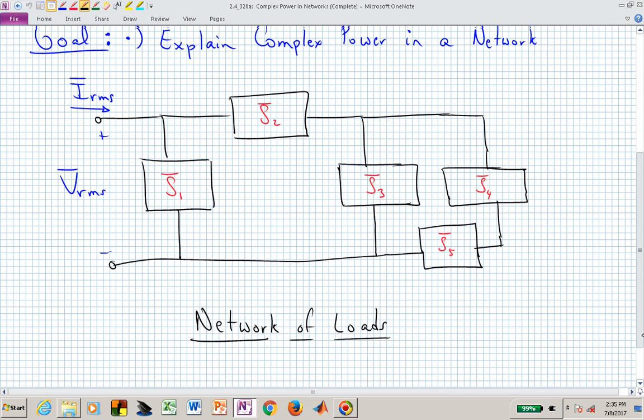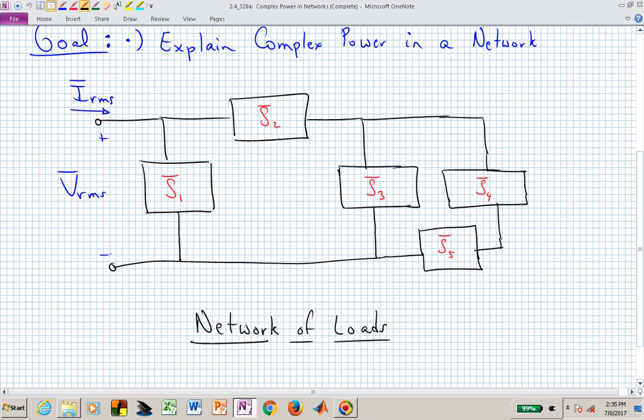Well, in fact, it's pretty clean, and I'll just make the conclusion right now, and we'll work through that in a minute. Essentially, all you have to do is add these powers up. It doesn't matter how they're interconnected. You simply add all their real parts, you add up all their imaginary or reactive parts, and the algebraic sums of those end up producing the total complex power in that network.